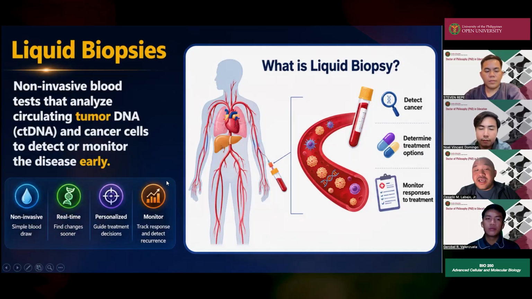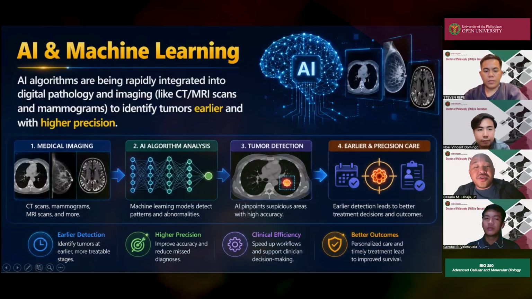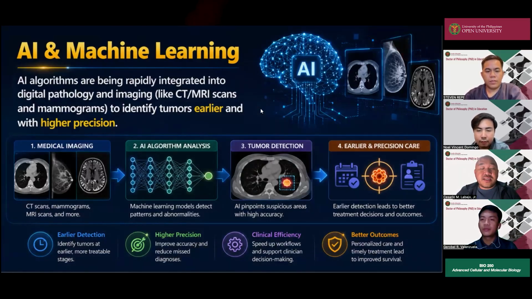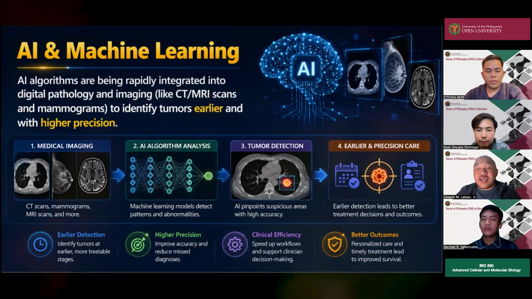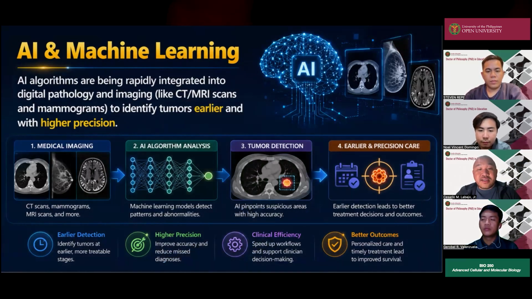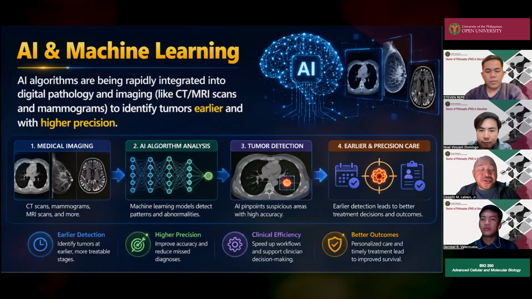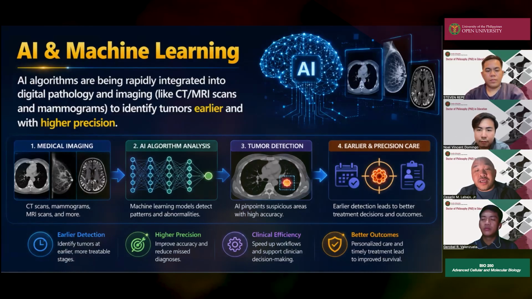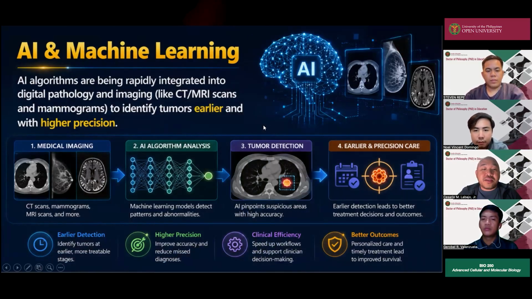Next, AI and machine learning. So artificial intelligence and machine learning are now being integrated into cancer diagnosis. AI can analyze pathology slides, CT scans, MRI scans, and mammograms. It helps doctors identify patterns that may be difficult to see quickly, making diagnosis faster and more accurate.